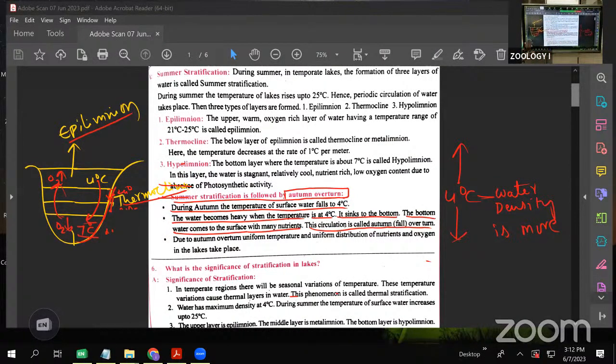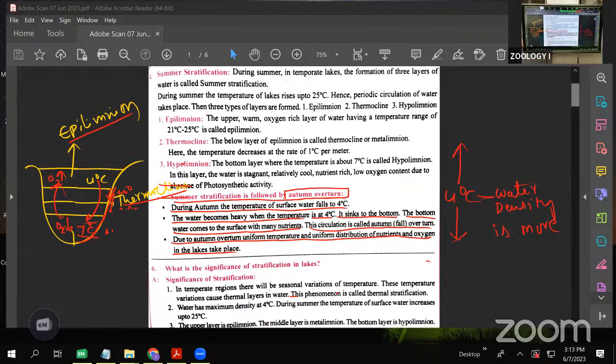Overturn means stirring. The upper water comes down, and the down water goes up. That we call stirring. It is also called the fall overturn. Due to the autumn overturn, uniform temperature and uniform distribution of nutrients and oxygen take place in the lakes.